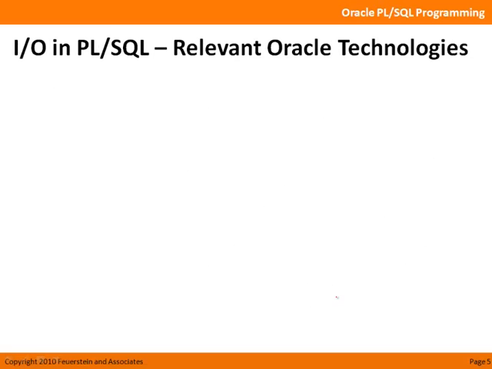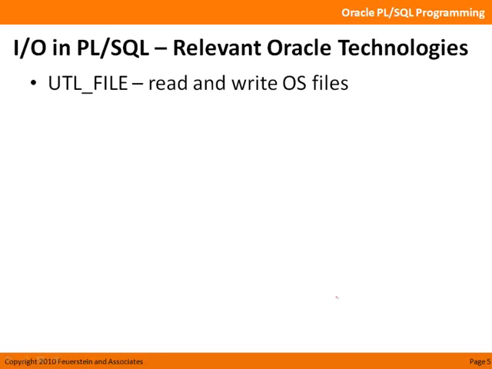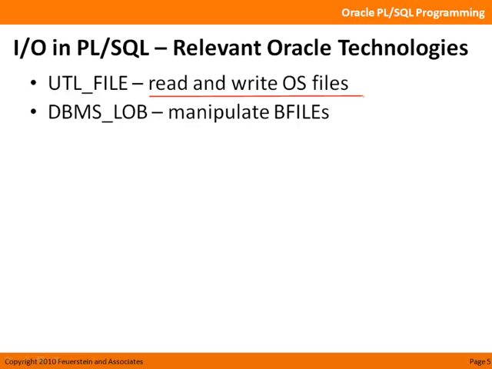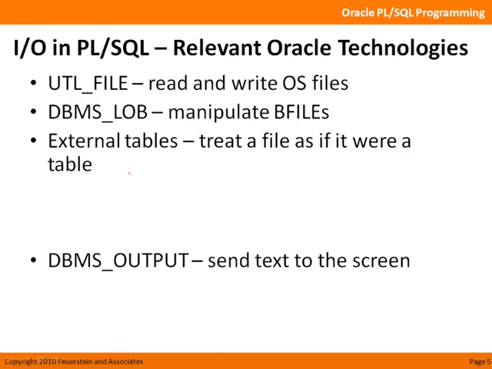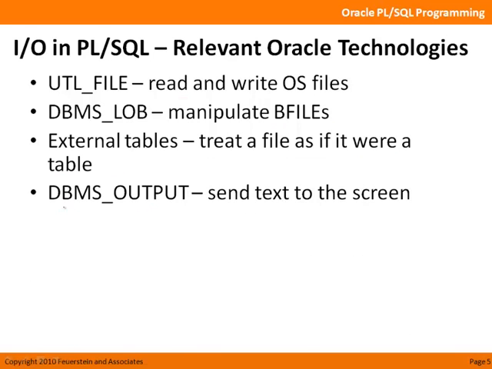So what are some of the relevant technologies that we'll be looking at in this series? First of all, UTL_FILE, the core package for reading and writing operating system files. DBMS_LOB, which will allow us to manipulate BFILEs, binary files, large raw documents. We'll take a look at external tables, which allows you to treat a file as if it were a relational table. You can select from a file using SQL. It's pretty interesting stuff. DBMS_OUTPUT, of course, that standard package for sending text to the screen. We'll talk about how to use it and perhaps why you should avoid using it.